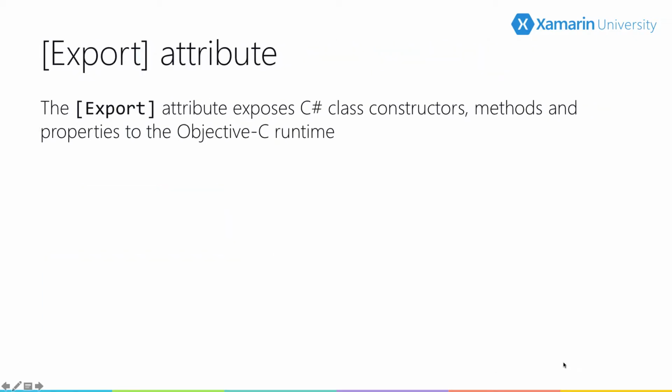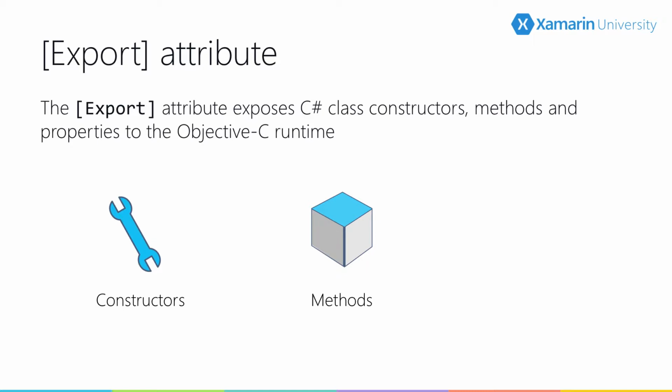As I've mentioned before, C# class constructors, C# methods, and C# properties on your class are not automatically surfaced to the ObjectiveC runtime. You use the Export attribute to expose these members. It is important to note, C# methods, properties, and constructors are exposed as methods to be invoked from the ObjectiveC runtime.